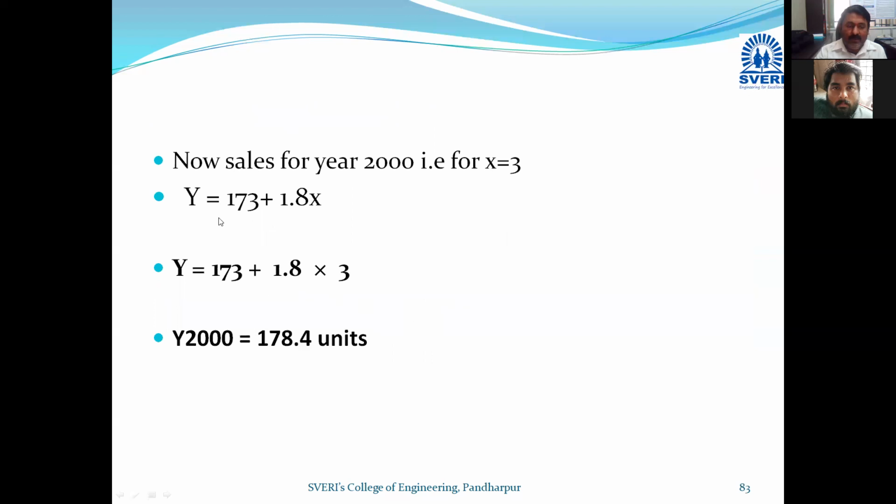So just the value 173 plus 1.8, a plus b into x. The x value for 2000 is already mentioned here as 3. Therefore, just substitute the value that for year 2000 x is equal to 3, and just putting in the formula you will get the answer as y for 2000, 178.4 units. This is the answer, friends, that you have calculated by using the first method. This is the answer you have calculated by the regression method. Very, very important.